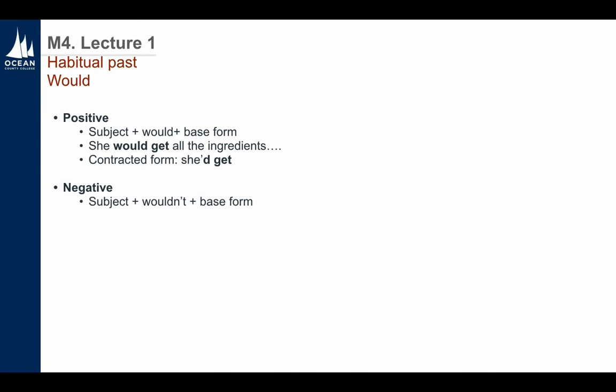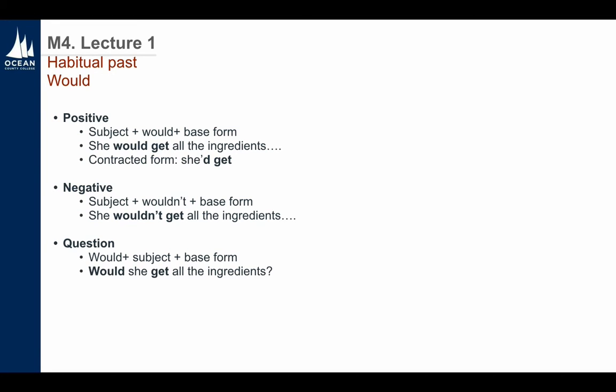So instead of saying she would, you can just use apostrophe D, she'd get. For the negative, we just say wouldn't, subject plus wouldn't plus base form. She wouldn't get all the ingredients. And for the question, would plus subject plus base form. Would she get all the ingredients? Yes, she would, or no, she wouldn't. Note here, you need to say yes, she would, not yes, she did. Yes, she would, or no, she wouldn't.